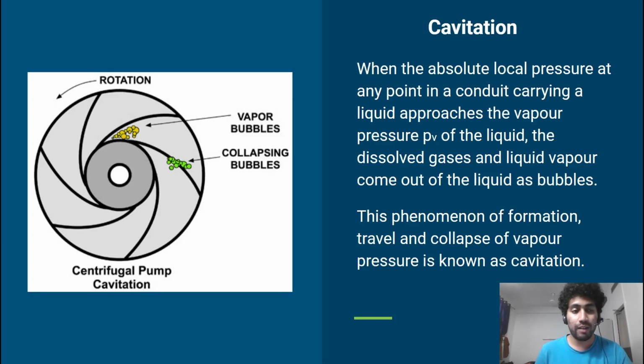We all know that cavitation is a major problem with centrifugal pumps, but what exactly is cavitation? When the absolute local pressure at any point in the conduit carrying the liquid approaches the vapor pressure of the liquid, the dissolved gases and liquid vapor come out of the liquid as bubbles. These bubbles strike the surface of the tube and damage it. This phenomenon of formation, travel, and collapse of vapor bubbles is known as cavitation.